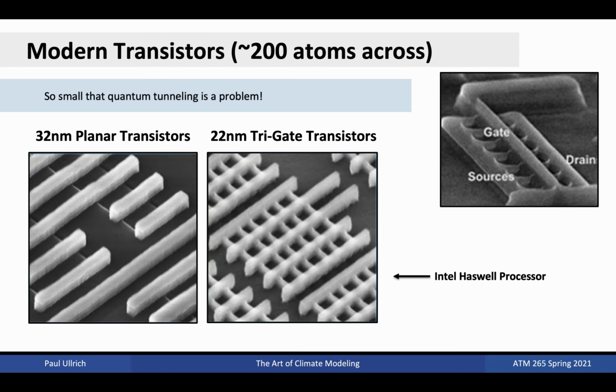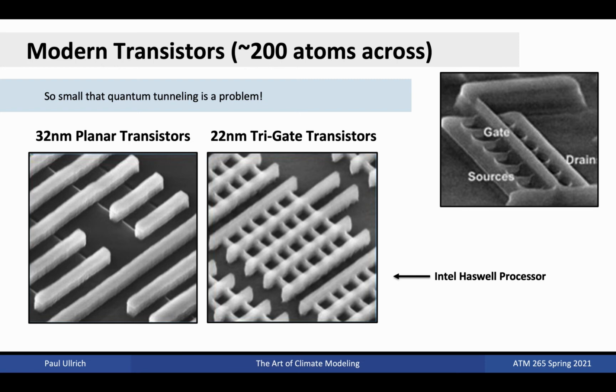The left shot here shows 32 nanometer planar transistors, a standard employed from the late 2000s. The right shows the 22 nanometer tri-gate transistors, which are used in the Intel Haswell processors featured in the Department of Energy Cori supercomputer. The National Center for Atmospheric Research Cheyenne supercomputer uses the Broadwell Intel Xeon cores, which boast an even smaller 14 nanometer manufacturing process.